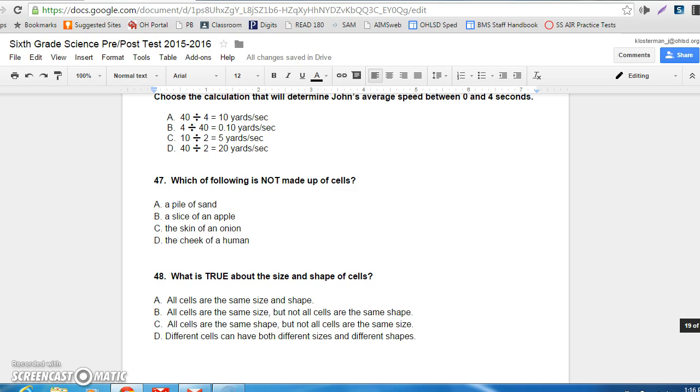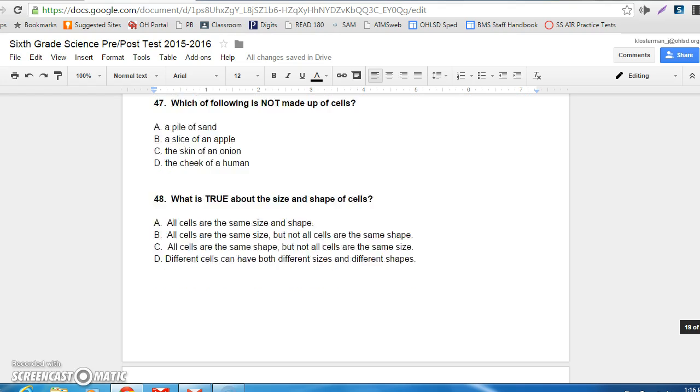Number 48. What is true about the size and shape of cells? A. All cells are the same size and shape. B. All cells are the same size, but not all cells are the same shape. C. All cells are the same shape, but not all cells are the same size. D. Different cells can have both different sizes and different shapes.